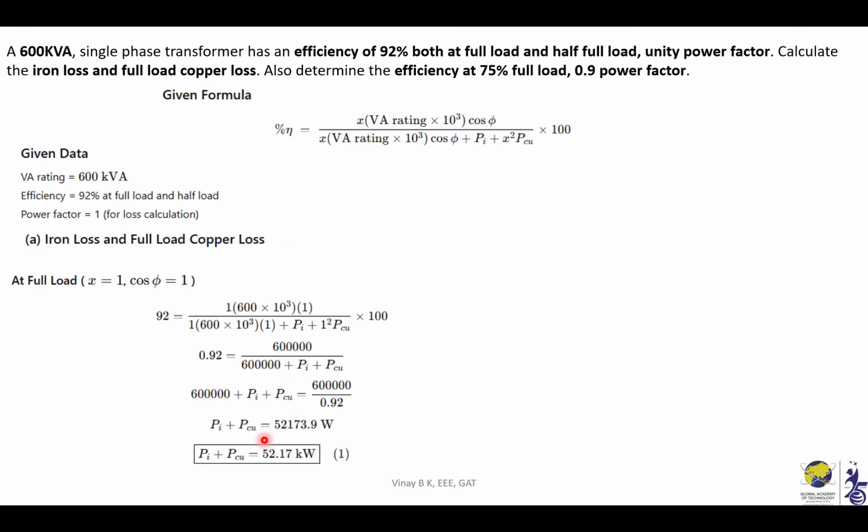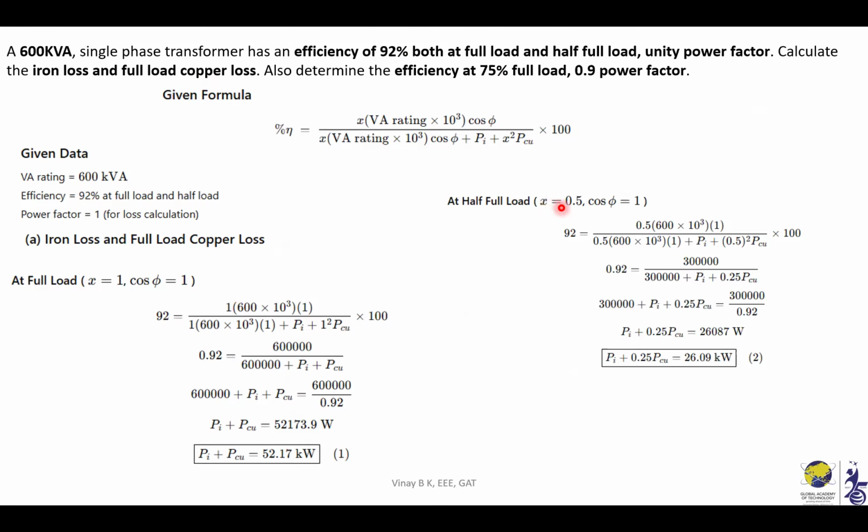Then you do the simplification, you can get PI plus PCU equals 52,173.9 watt. If you want, you can write as it is, or else you can convert that into kilowatt and write that is PI plus PCU equals 52.17 kilowatt. Similarly, from half load also we'll get one more equation of PI and PCU.